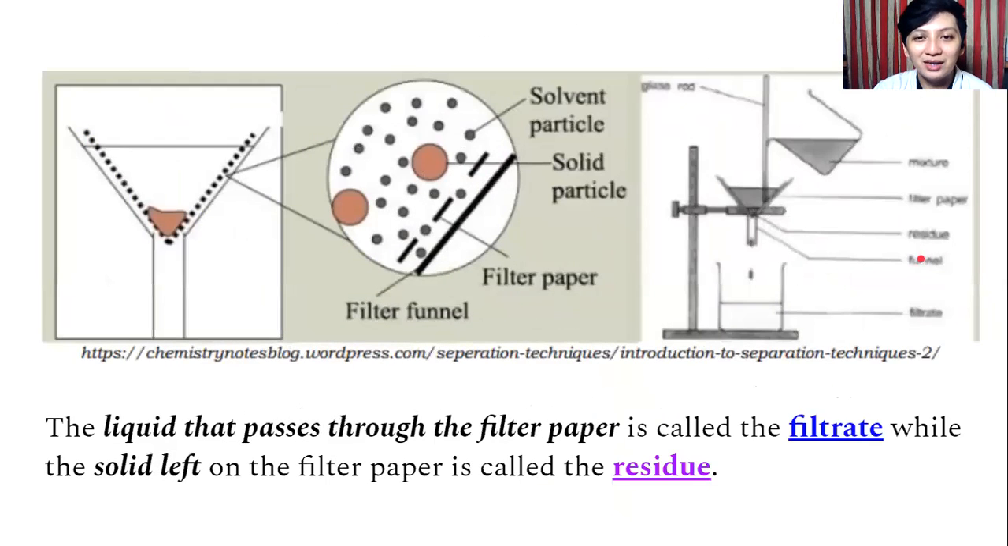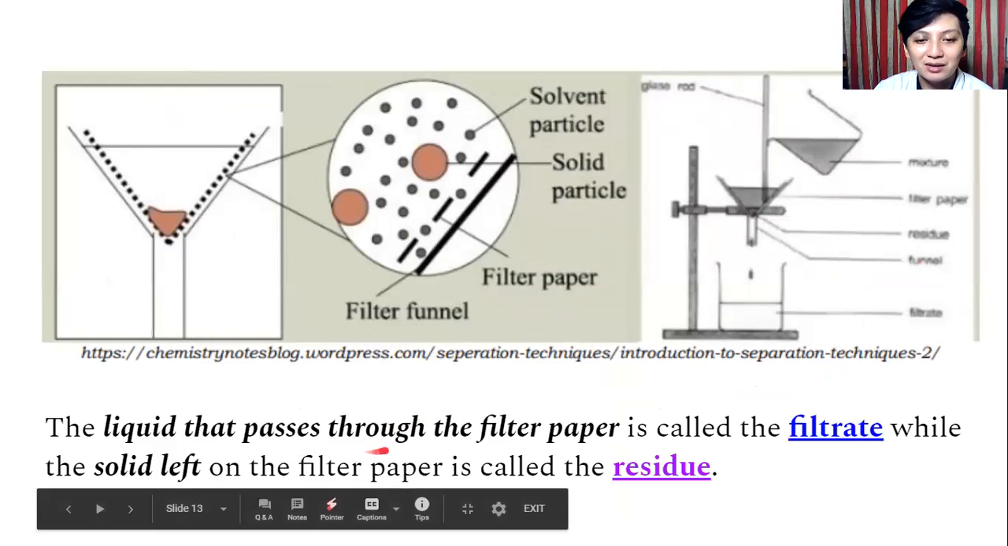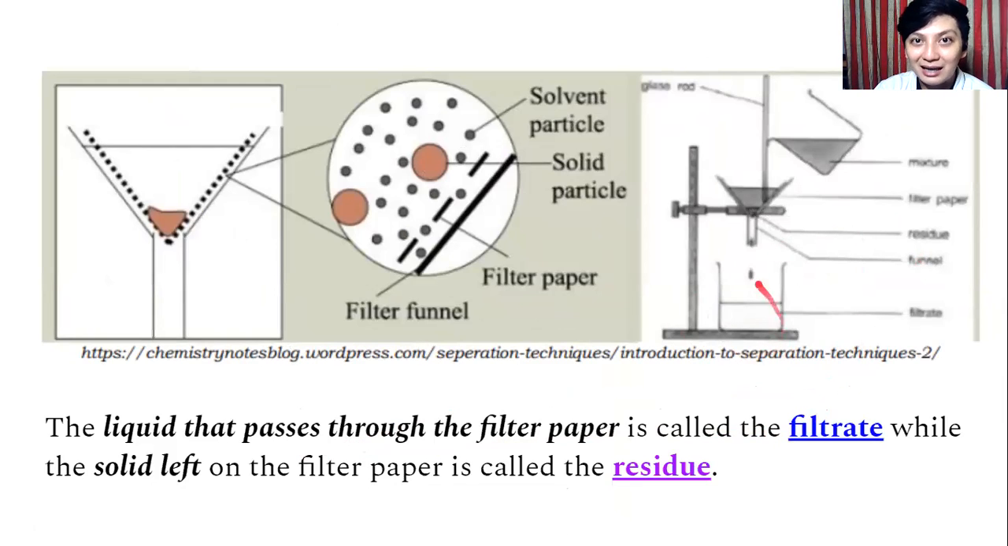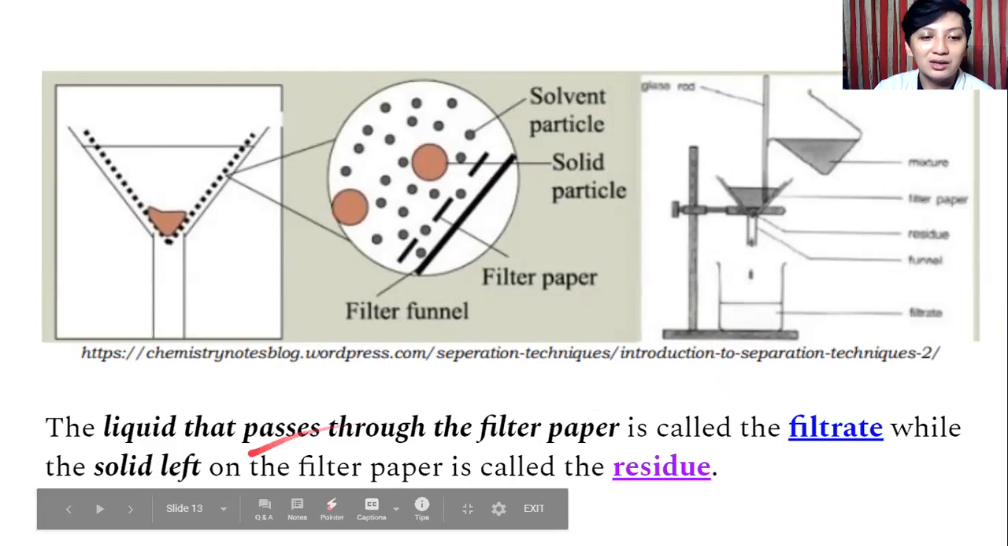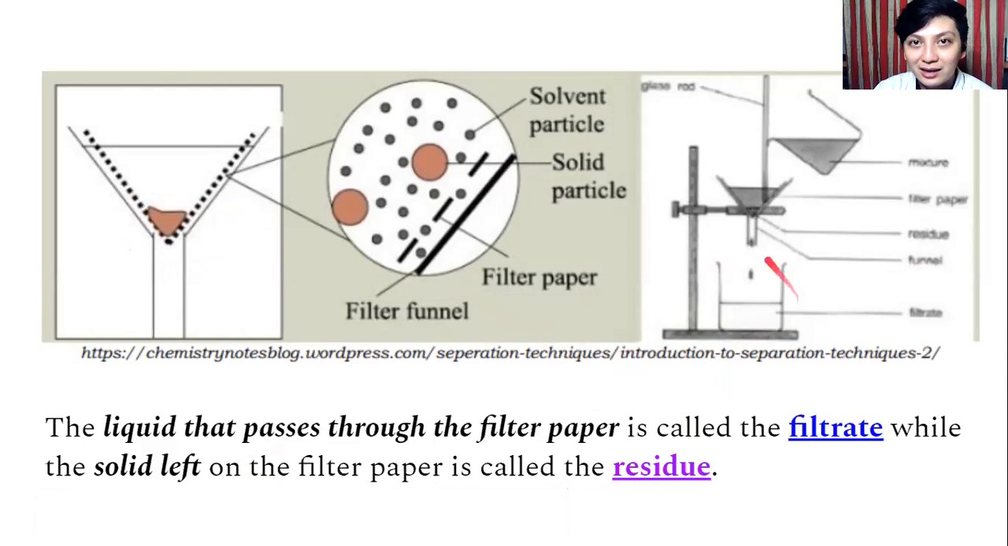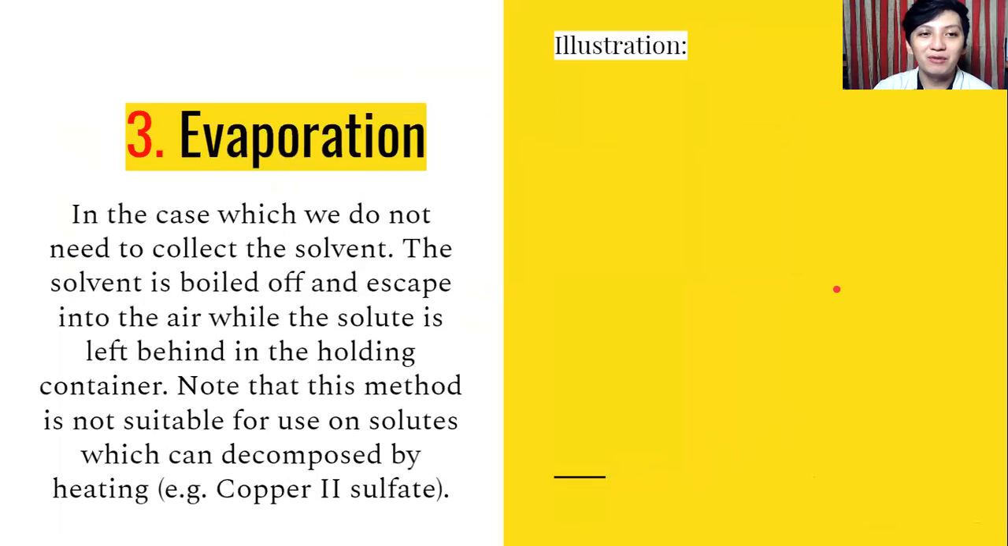Okay, and number 3, and this is, by the way, the example of our number 2. So we have the liquid that passes through the filter paper is called filtrate. So this is now the filtrate. Yung nasala na natin tubig. While the solid left on the filter paper is called the residue. So yung mga natira, this part is the residue. And again, the liquid that we filter are the filtrate.